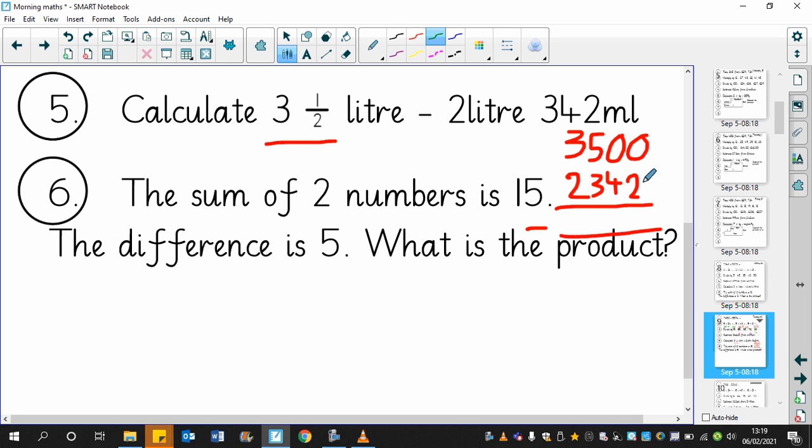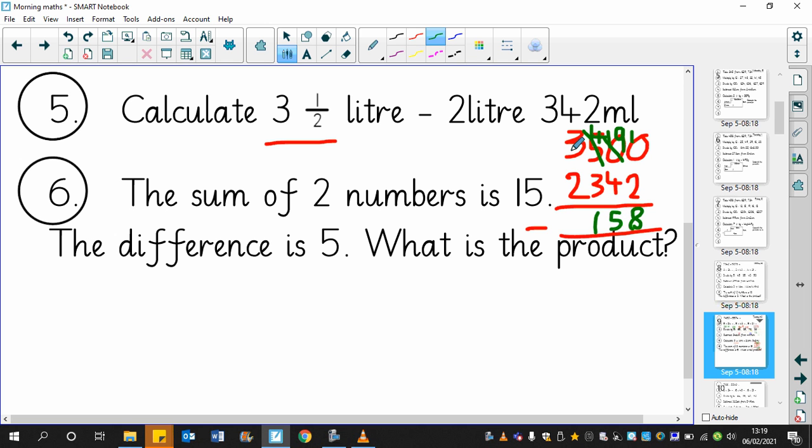Right, 0 take away 2 you can't do, and we can't exchange from there, so we exchange from here. So the 5 becomes a 4, and the 0 now becomes a 10. Okay, so 0 take away 2 we can't do, so we go to the next column. They've got 10 there, so let's take one of those away, so they're left with 9, and one of those is 10 of those, so therefore we've got 10 ones now. So now 10 take away 2 is 8, and then 9 take away 4 is 5, and then 4 take away 3 is 1.